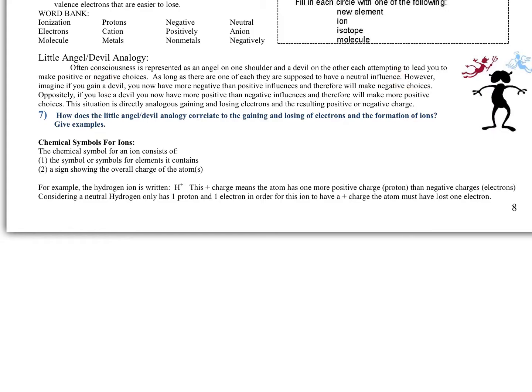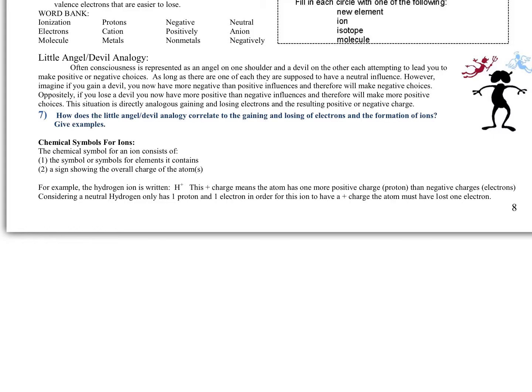However, imagine if you gain a devil. You now have more negative than positive influences, and therefore you will make negative choices. Oppositely, if you lose a devil, you now have more positive than negative influences, and therefore you will make more positive choices. This situation is directly analogous to gaining and losing electrons, and the resulting positive and negative charge.